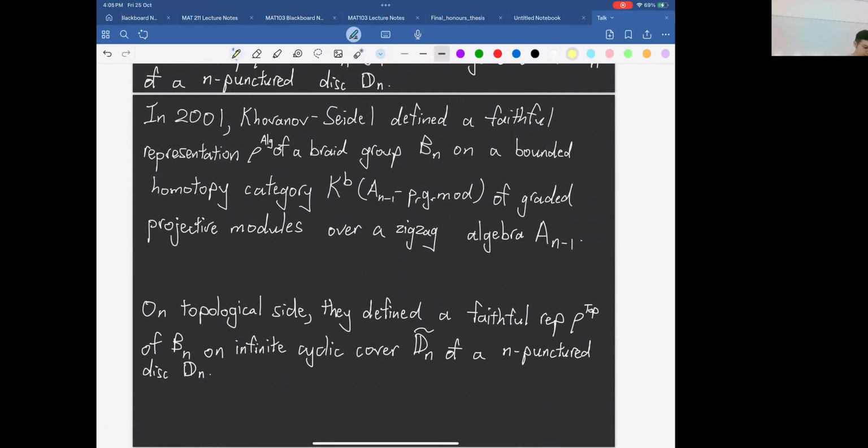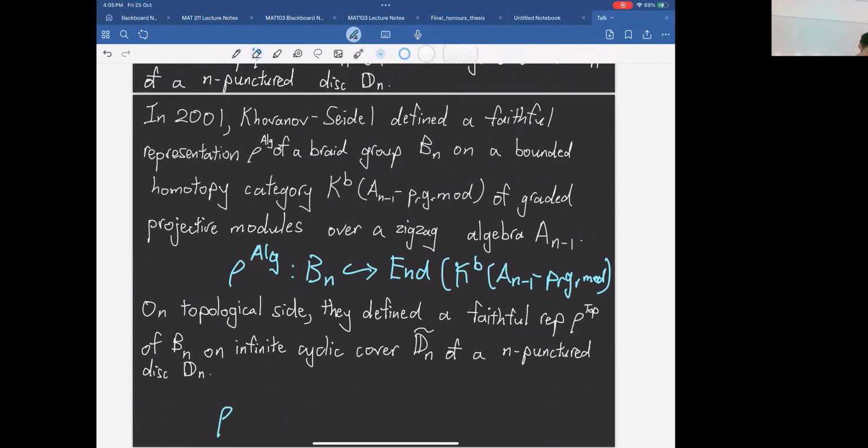But I'll tell you some insight that we need from this construction. Basically, if you write down the map, how should it look? First of all, we have a representation from B_n to the endomorphisms of this category here. Later I will define this category for you, don't worry. On the other side, we have a topological action from B_n to this D_n. How do we understand this D_n? We should send it to the diffeomorphisms of this here.